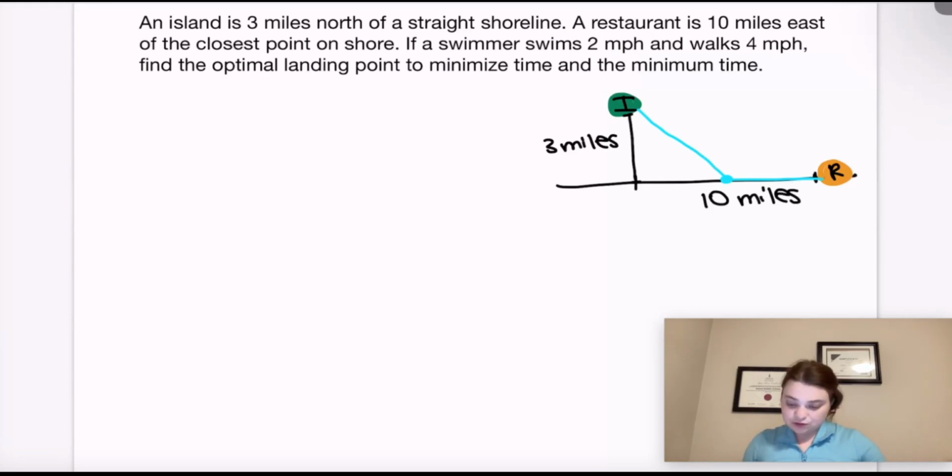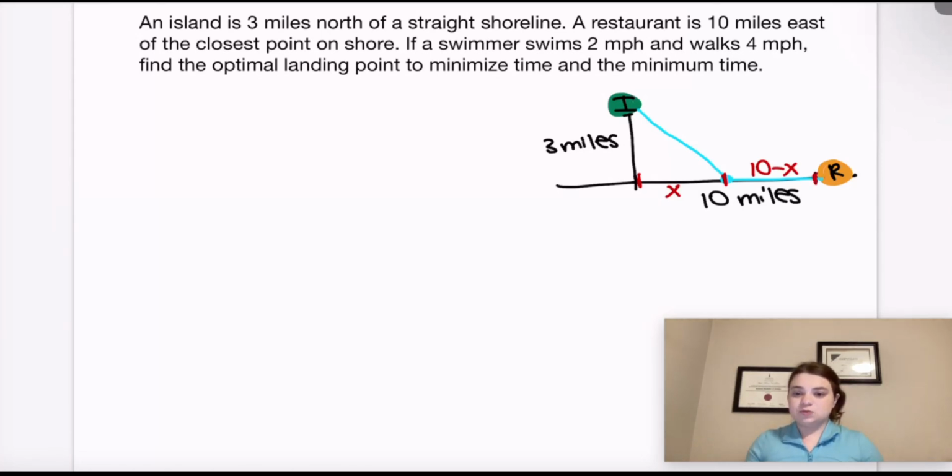Okay, so next what I'm going to do is label these. I'm going to label this unknown right here as x. And then this would be 10 minus x, right? Because we know this full length is 10. So if I'm labeling just this part x, then this part must be 10 minus x.